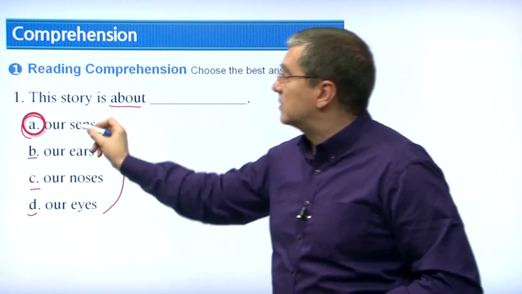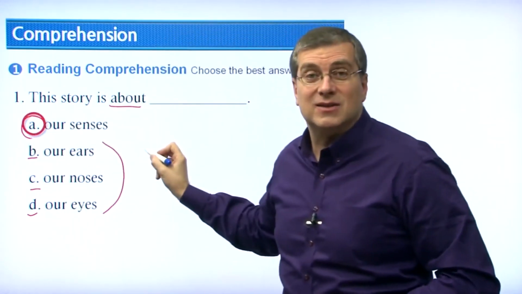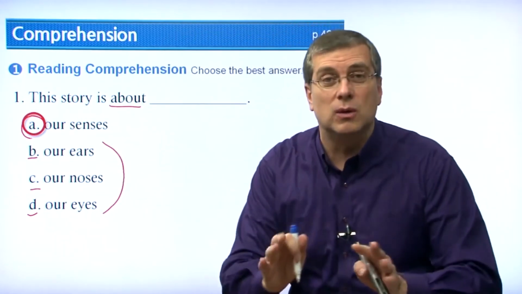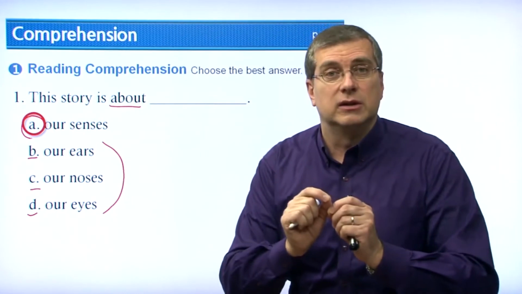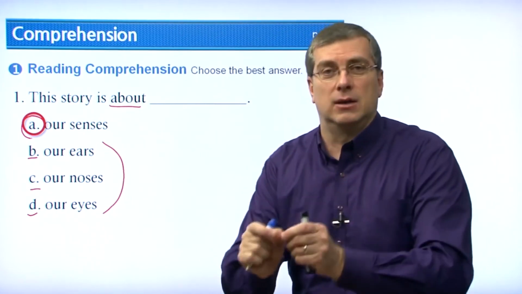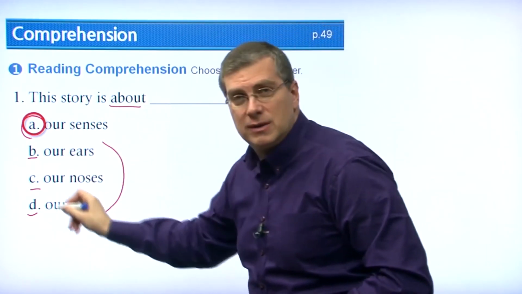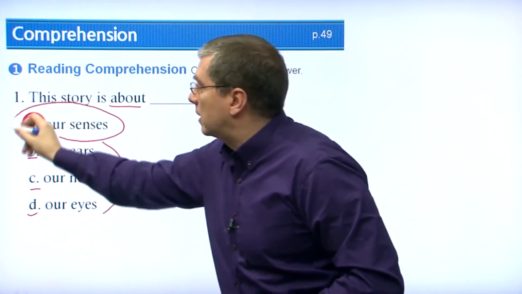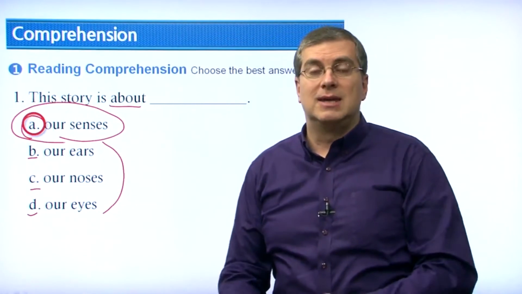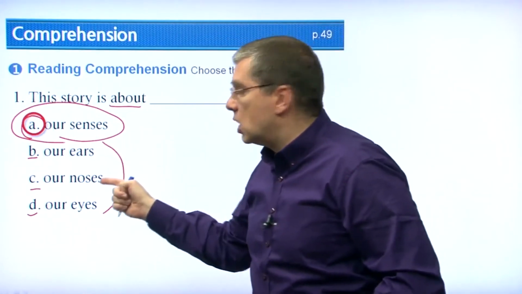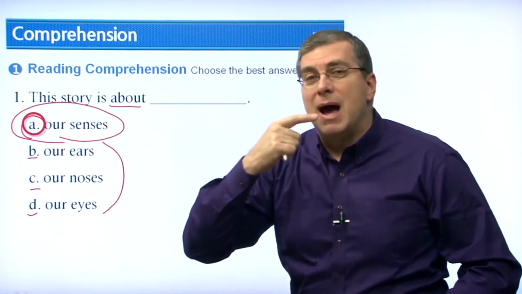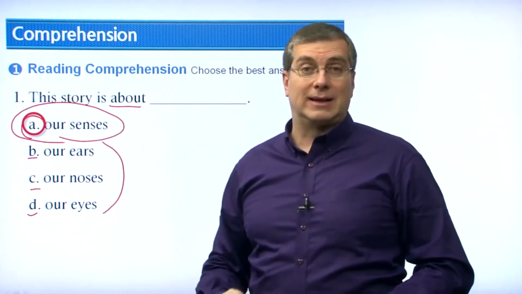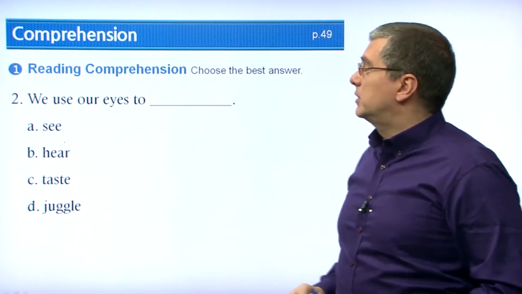So that is the right answer. This story is about our senses. Yes, they talked about ears, noses, eyes. Yes, that's true. But not just about those things. Those are details. So the story is not about these things. These things are details. This is the whole subject, the entire subject, that includes ears, noses, eyes, mouth, and hands, right? Everything. So A is the correct answer. Okay, let's move on to number 2.